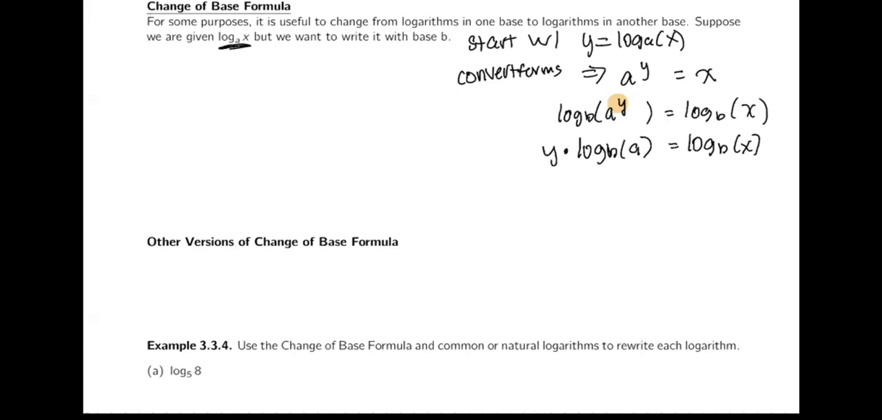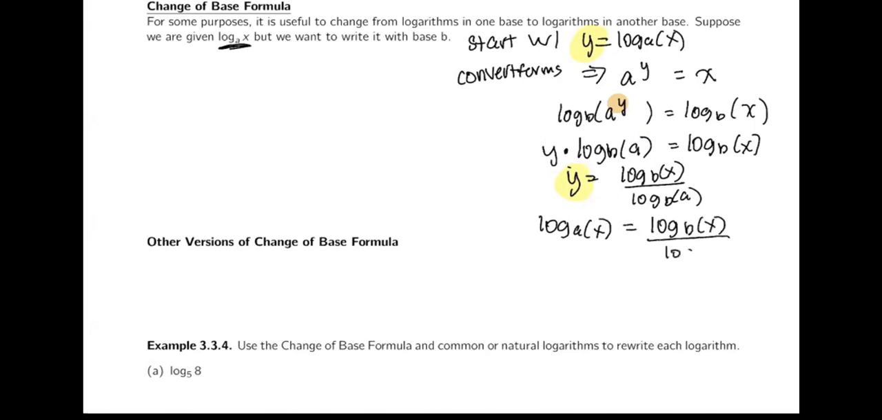Remembering that Y was actually the thing that I was solving for, I might divide by log base B of A, divide by this quantity here, in order to get Y by itself and say Y equals log base B of X divided by log base B of A. And if I now replace Y with log base A of X, I can write this as log base A of X is equal to log base B of X divided by log base B of A. So that's what we call the change of base formula.